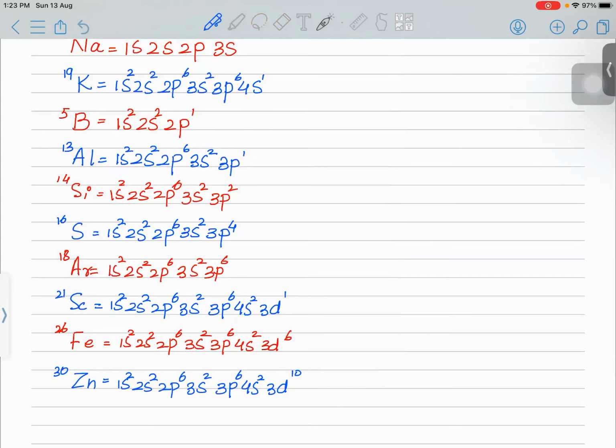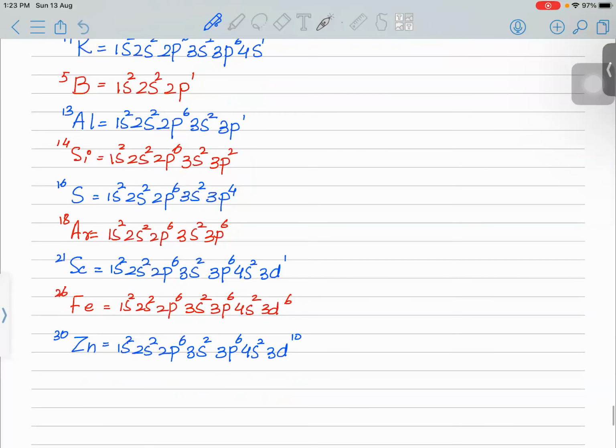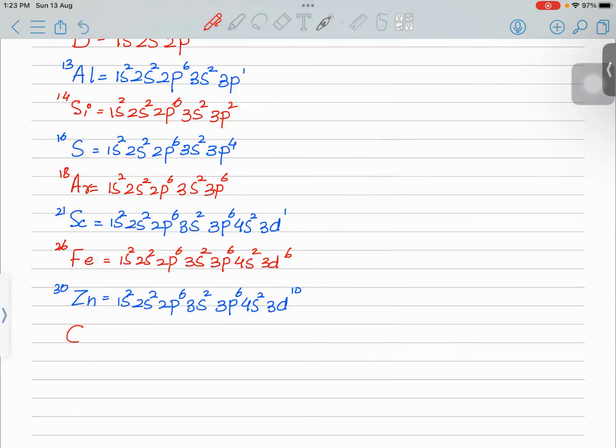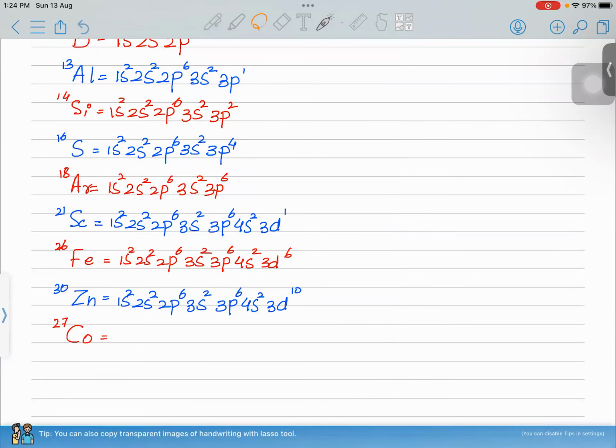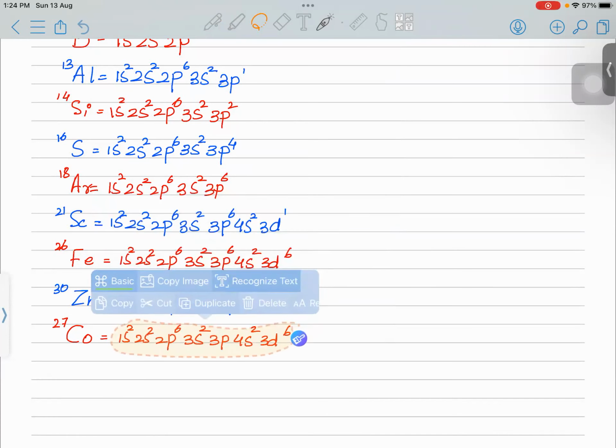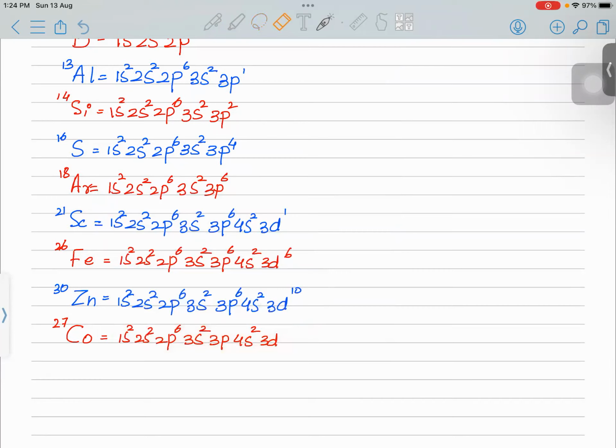So this is zinc. Now last, cobalt 27. Yes, Mohammed, this is the last one, right? Yeah. So everything is repeated again, but in the end, 3d7.